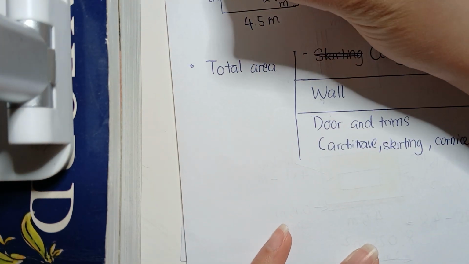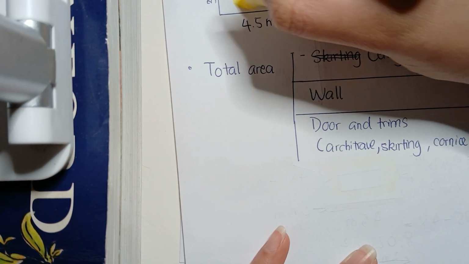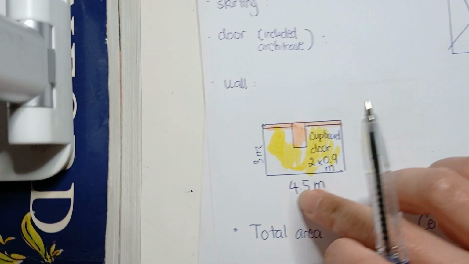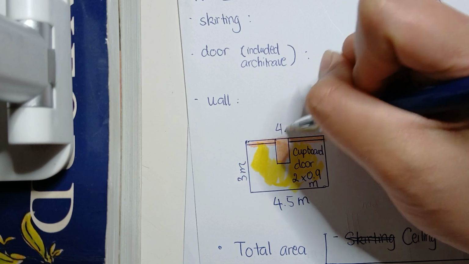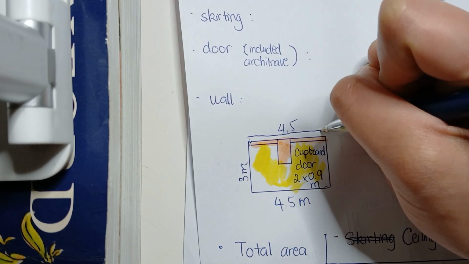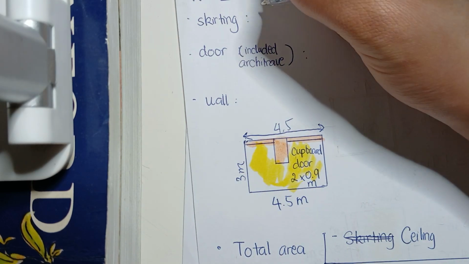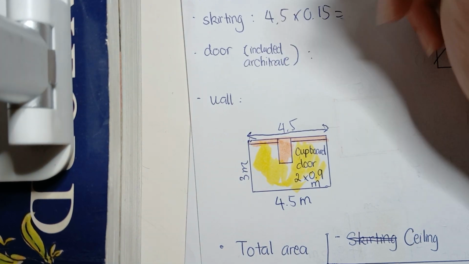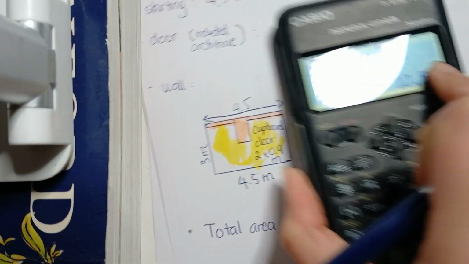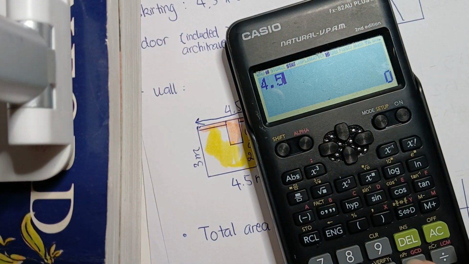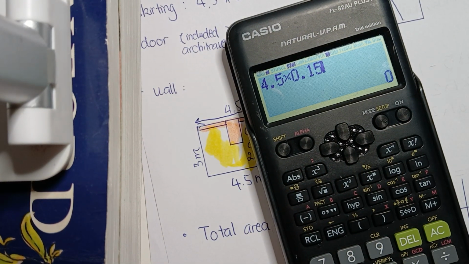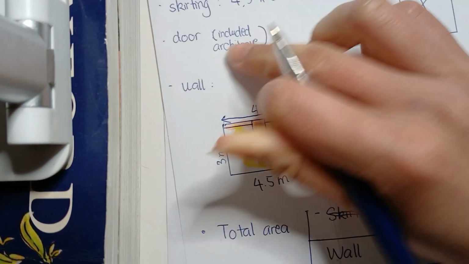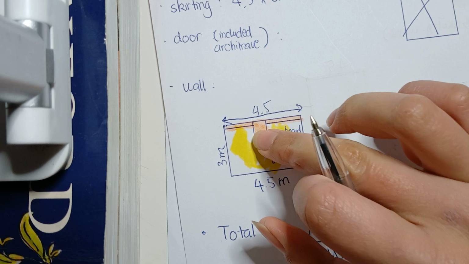Okay, right. Now work out skirting. Skirting is the easiest one ever. 4.5 meters up here, the whole length. What is the width of the skirting? It's always going to be 0.15. So 4.5 multiplied with 0.15 equal to 0.675 meters square.